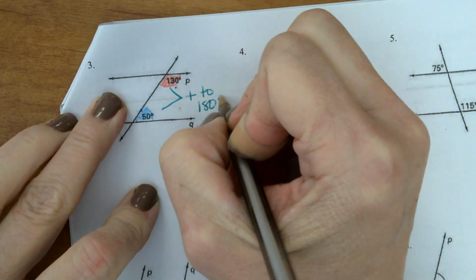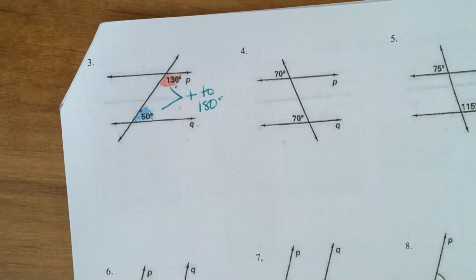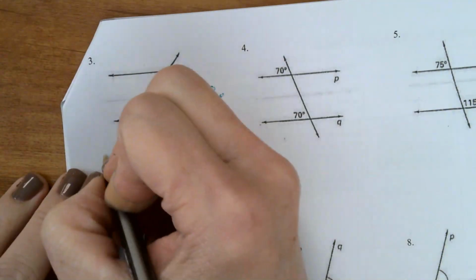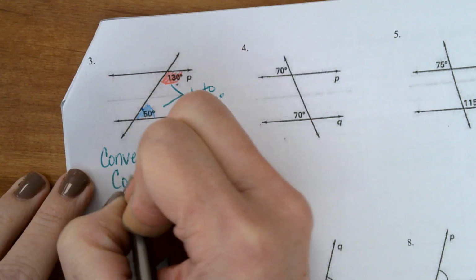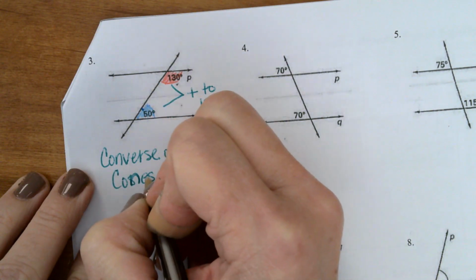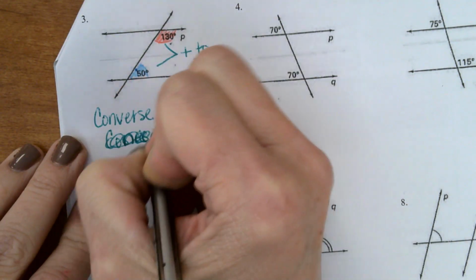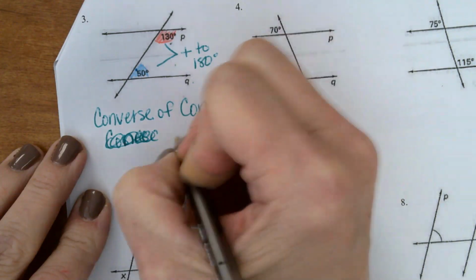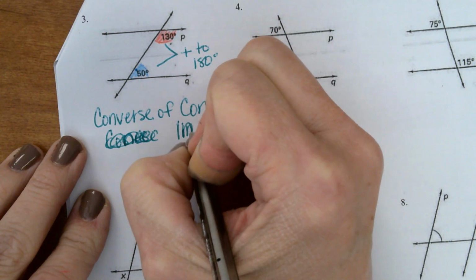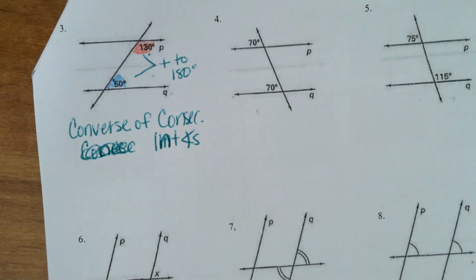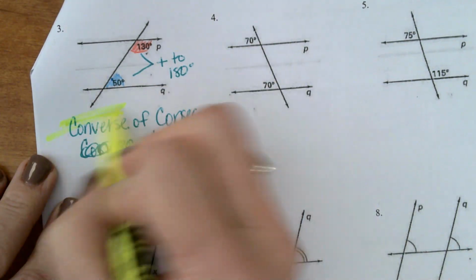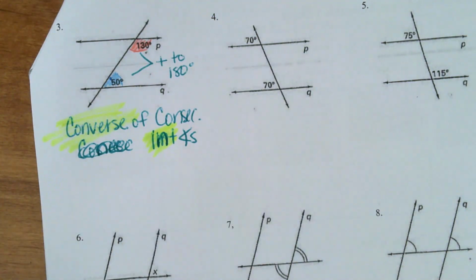So these add to 180. I can write myself a little note there. Converse of, oh, I cannot spell today, consecutive. Okay, I'm just going to start over. Consecutive interior angles. Now, I'm not writing the word theorem, okay, you can leave that word off, but I cannot leave off the converse and I cannot leave off interior. Well, actually, I can't leave any of that off, but those two words in particular.